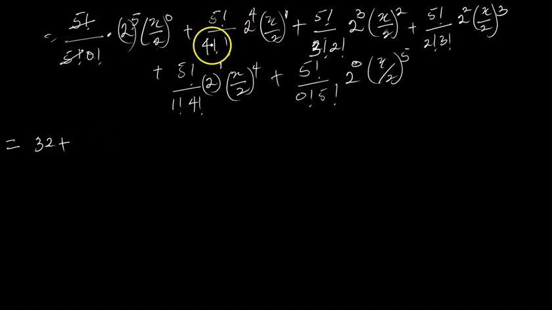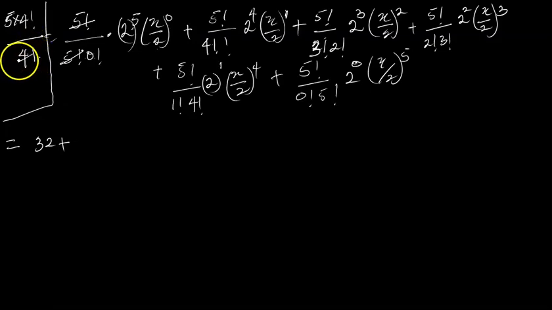This 5 factorial over 4 factorial, I'll use this little space for calculation. 5 factorial over 4 factorial, that is 5 times 4 factorial over 4 factorial. 4 factorial cancels 4 factorial, I'll be left with 5. Now I have 2 raised to power 4, which is 16. 2 here is 1, 2 in 16 is 8. So I'm left with 5 times 8. That's plus 40x. Now the next is 5 factorial over 3 factorial.